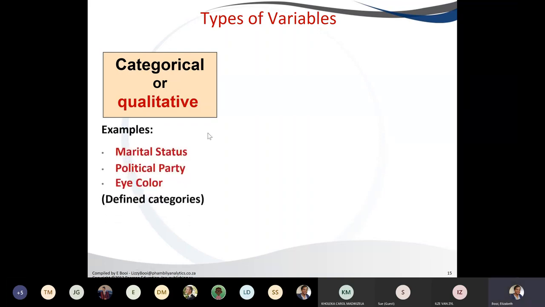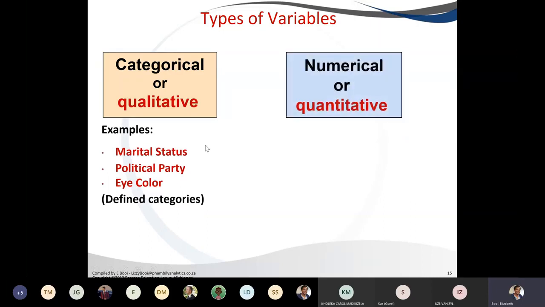Then we also have what we call numerical data. Numerical data is data that can be measured or can be counted. We can also call numerical data quantitative data, a numerical variable. We can call them numerical or quantitative variables. I'm used to using quantitative data, qualitative data.